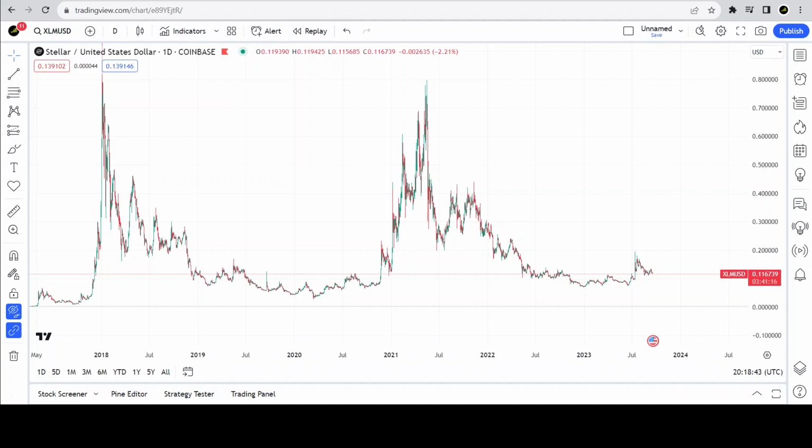Now, I did a previous video on the macro structure of the XLM chart, and one of the commenters, Matt5004, noted that there is another chart that even goes further back. So that is the Coinbase chart.